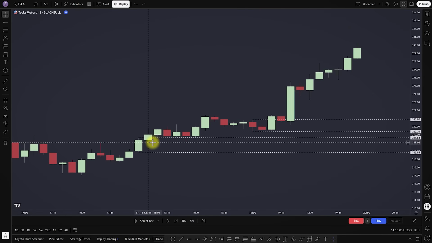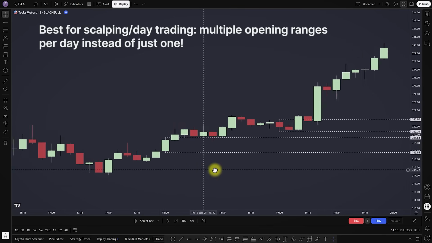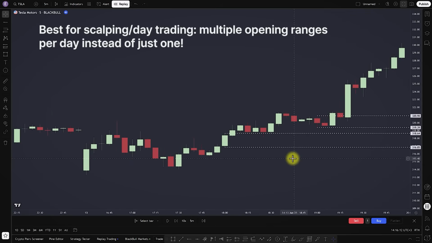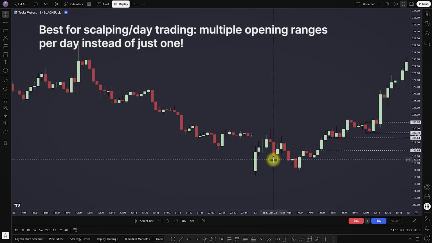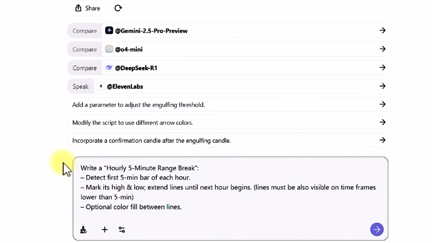With this indicator, you have multiple opening ranges per day instead of just one. That first 5-minute bar represents the market's initial judgment about fair value for the new hour. When price breaks outside that range, it signals institutional money making directional bets. So let's ask AI to transform this manual process into automated signals.